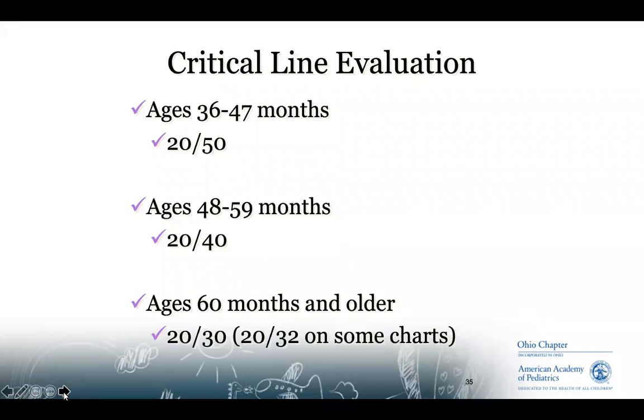So for the critical line evaluation for a 4-year-old, you would start at the 20/40 line and see how they do. If they struggle, you can then go up one line to the bigger line and then work your way back down.